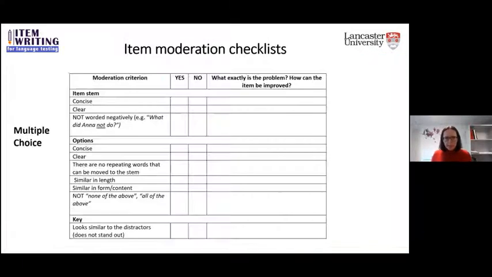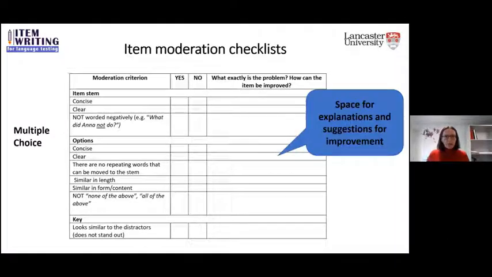So what is needed, and what I personally like using, this is the type of moderation checklist that I prefer. It has this extra column that has space for explanation of what the problem is. And then it has space for suggestions for improvement. So the moderator can already say what they want to see different, so how the item can be improved.